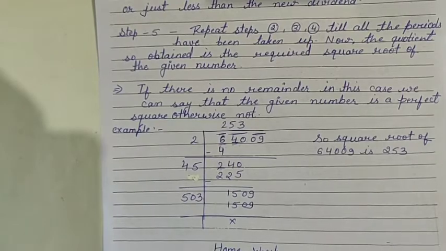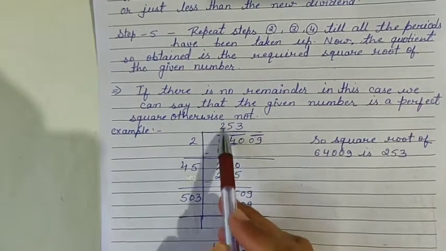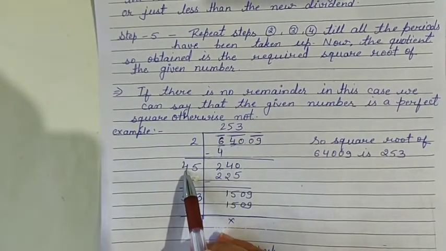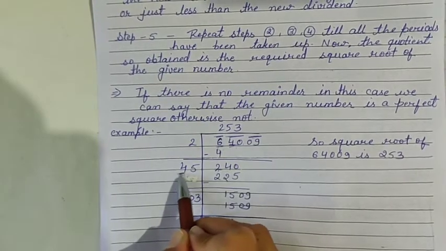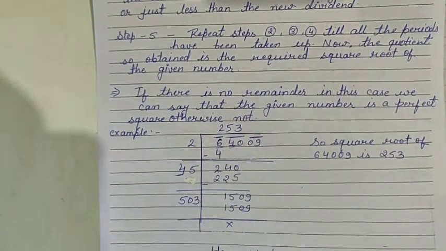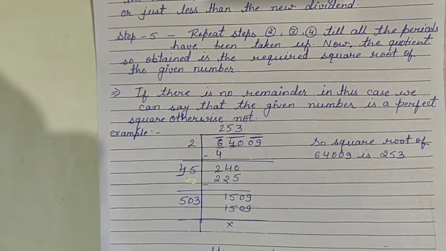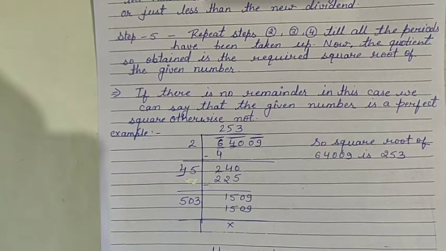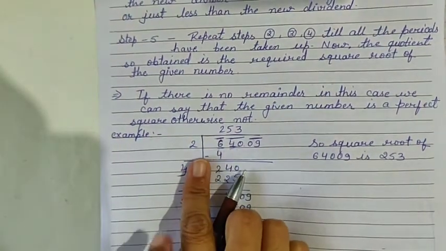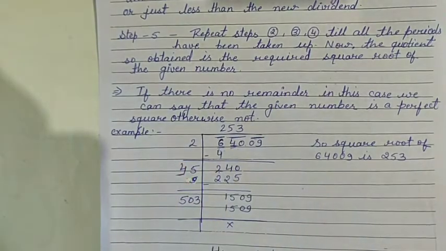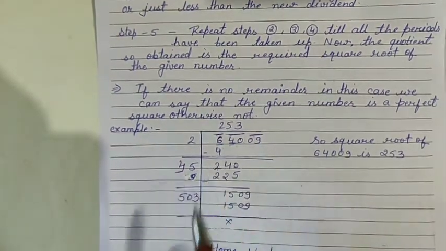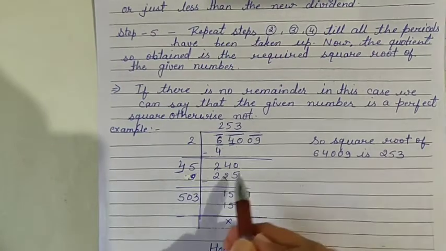Now our new divisor is obtained by taking 2 times the quotient, and the quotient is 2 and its 2 times is 4. And annexing with it a suitable digit, which is also taken as the next digit of the quotient, chosen in such a way that the product of the new divisor and this digit is equal to or just less than the new dividend. Now the units digit of the new divisor should be chosen in such a way that the product of this digit and the new divisor is equal to or just less than the new dividend.